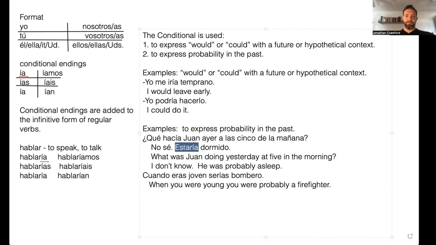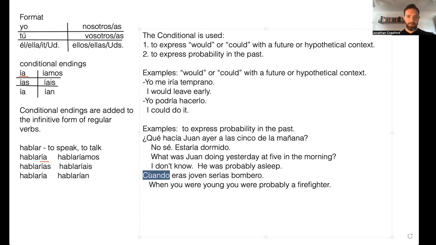Estaría means would be. Estar means to be. And so it's like saying he would be. Dormido, we know means to be asleep. Dormido, asleep. So estaría dormido. He would be asleep. Or in other words, he's probably asleep. And that's what is understood in Spanish when you say that in that context. Estaría dormido. He was probably asleep.